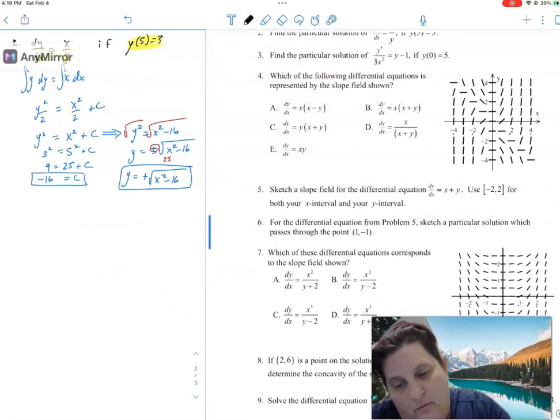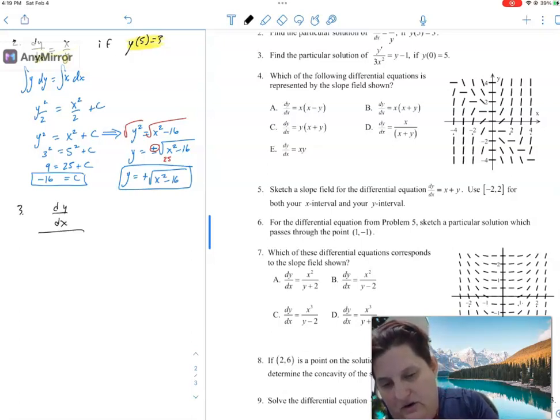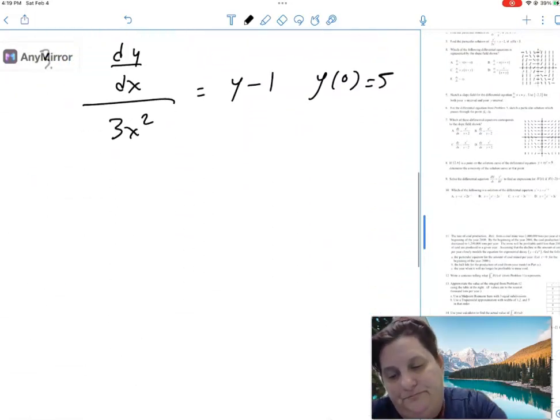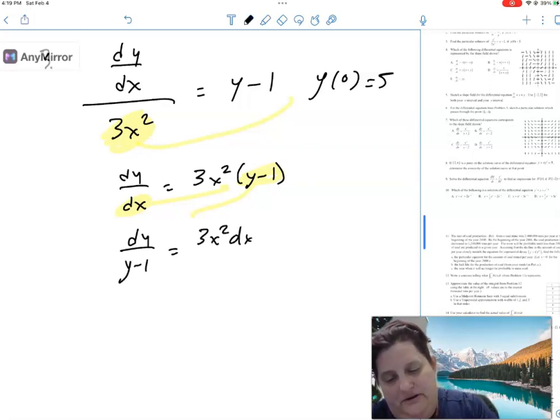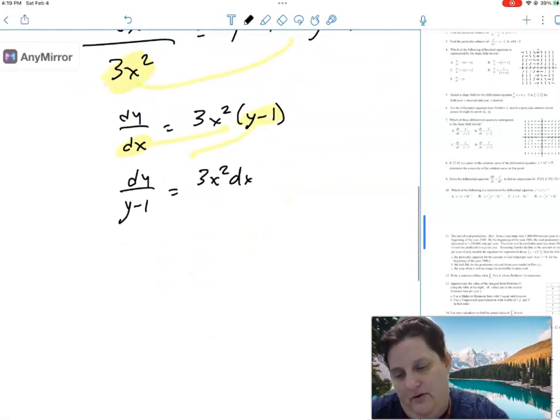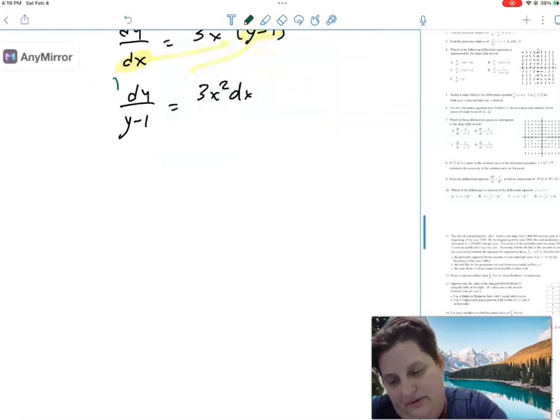Ooh, this looks fun. Find the particular solution for y prime, which is dy/dx, equals 3x squared times y minus 1, and y of 0 is 5. First, I'm going to do this in 2 separate steps because they wrote it weird. So that's 3x squared times y minus 1. And then I'm going to move the dx up and the y minus 1 down. So dy over y minus 1 is 3x squared dx. All right, perfect. Let's go ahead and integrate both of these.